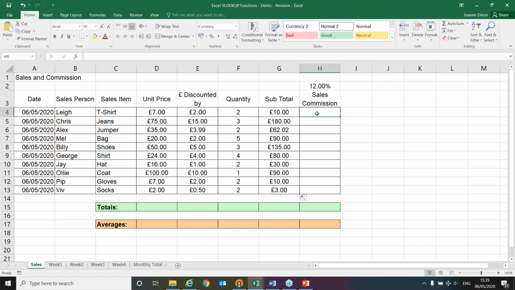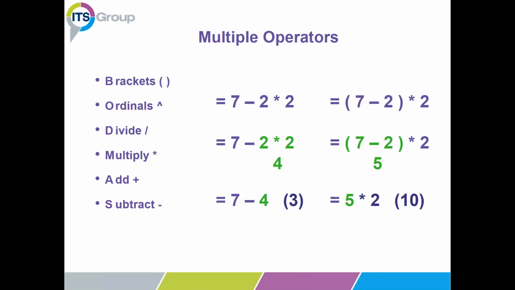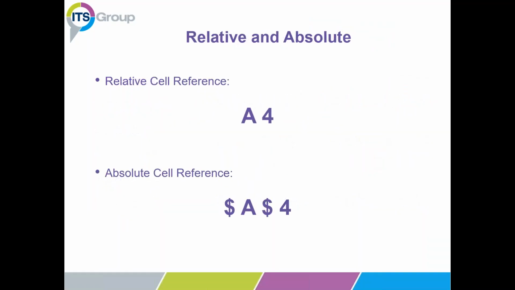You also need to have an understanding of relative and absolute cell references in Excel, often used in a VLOOKUP function. So just to give you a quick recap, relative cell references are just a column and a row, so just a column letter and a row number. Whereas absolute cell references have got a dollar around them.